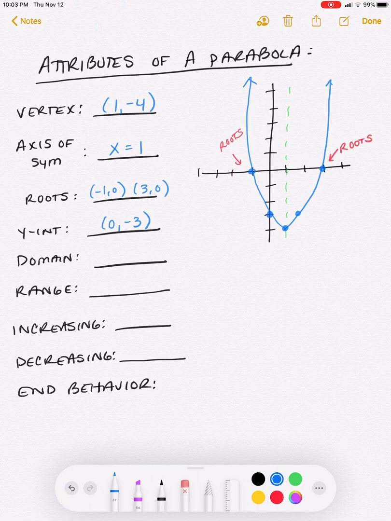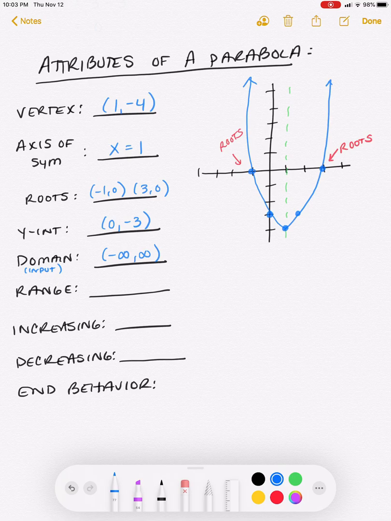Let's get into the domain. The domain is the horizontal span of the graph. It's your set of input values is another way to think of it, okay? So basically the domain is all of the numbers that we can plug into the function, which really you can plug any number you want into a quadratic function. And so what we're going to say is the domain is -∞ to infinity.